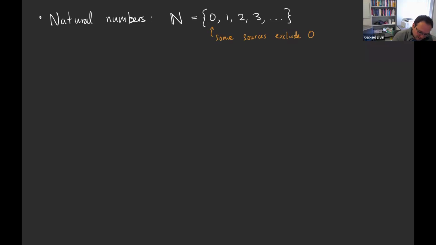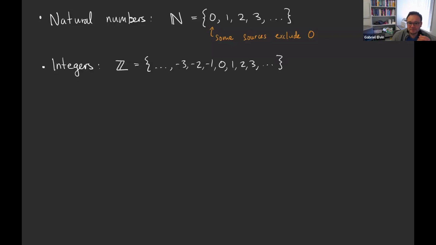Integers. There's no debate on what the integers are. They're all the whole numbers, the natural numbers plus the negative whole numbers. The notation is the letter Z, I think because the German word for integers starts with a Z. That set is infinite in both directions, positive and negative: all the way from negative infinity, -3, -2, -1, 0, 1, 2, 3, and on.